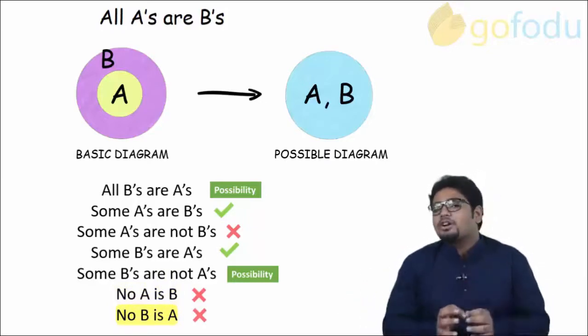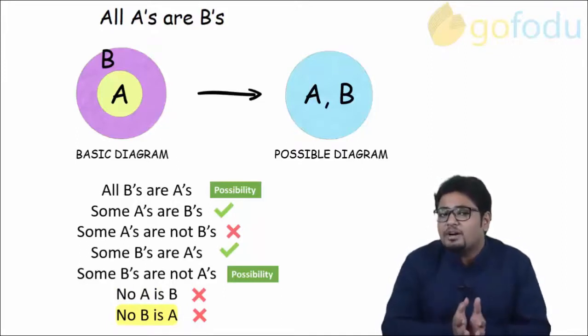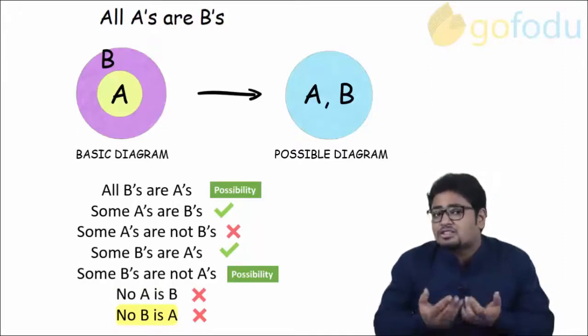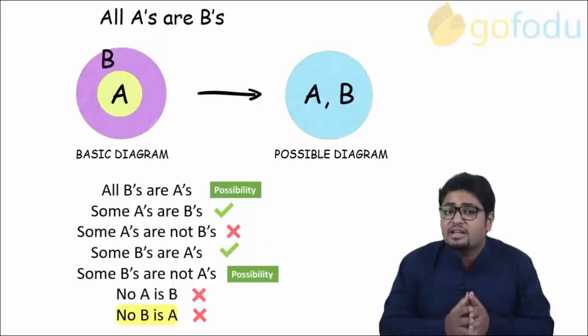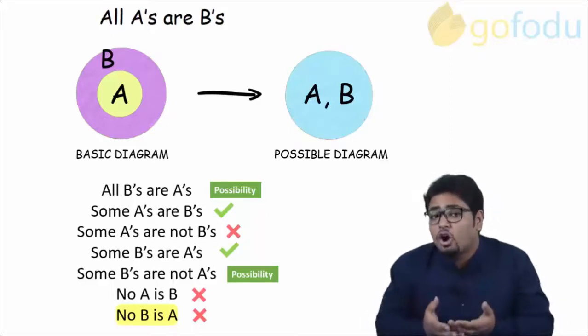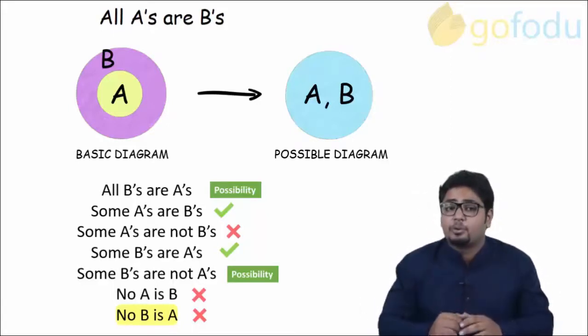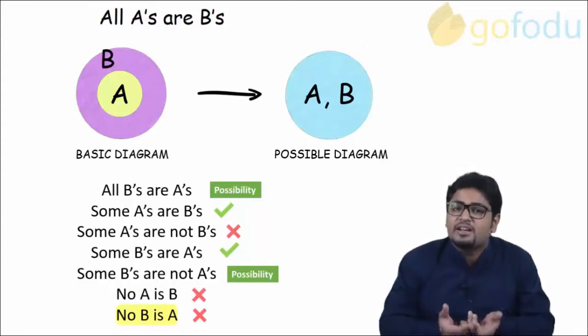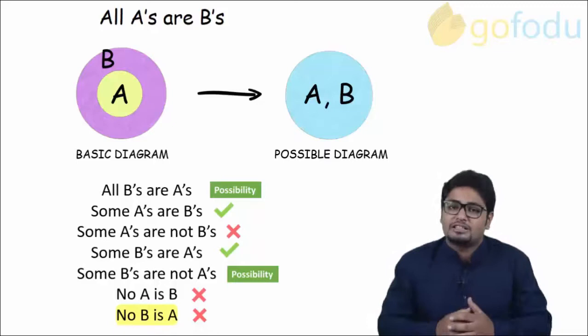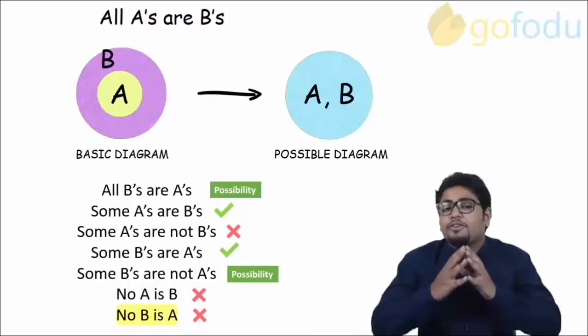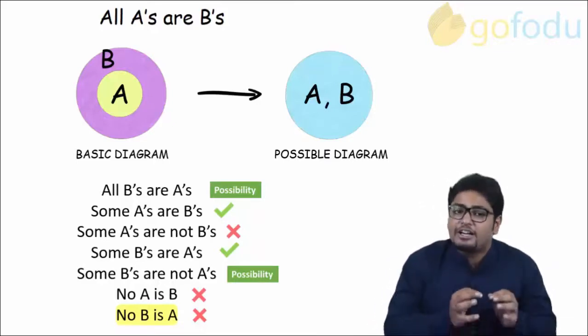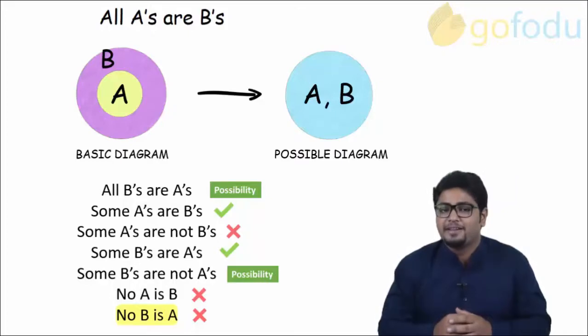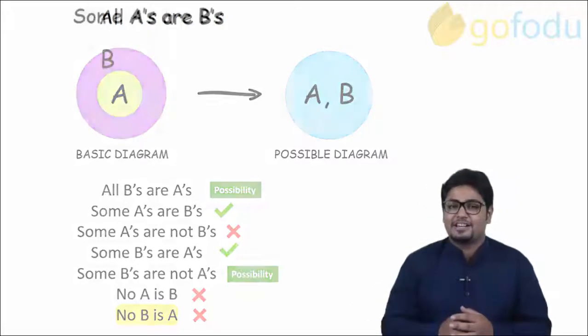Here, the important thing is that whenever we come across any question which asks us to choose the correct conclusion, then we only choose the option which is definitely true. If any question specifically talks about possibility, then possibilities come into consideration. Otherwise, we only look for definitely true conclusions. Let's move to the next type.